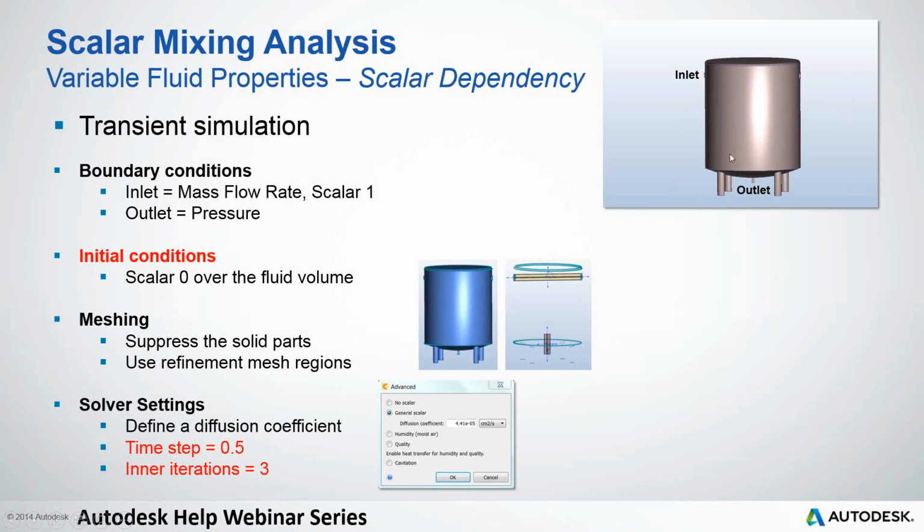As I told you, scalar 0 is initially set for the fluid volume, and scalar 1 is for the inlet. The meshing is like the steady state analysis, suppressing the solid parts and using refined mesh over the interesting areas. Then for the solver settings, we set the transient simulation, and we add a time step. I would recommend starting with a time step equal to 0.5 and with 3 inner iterations.